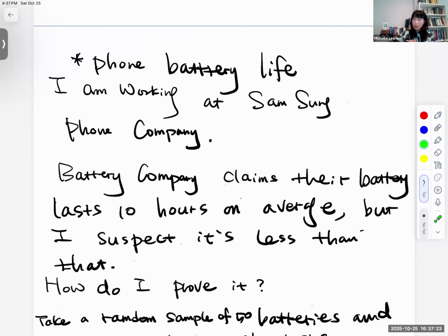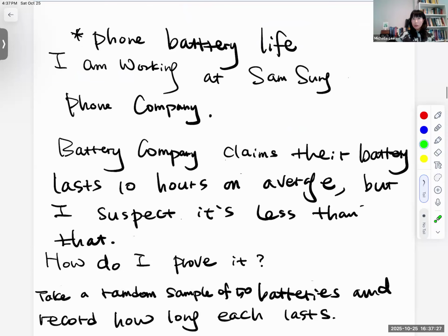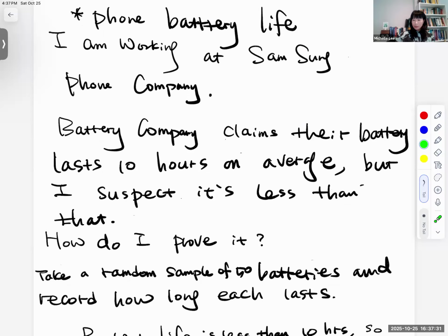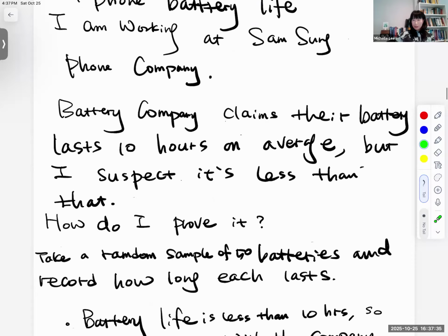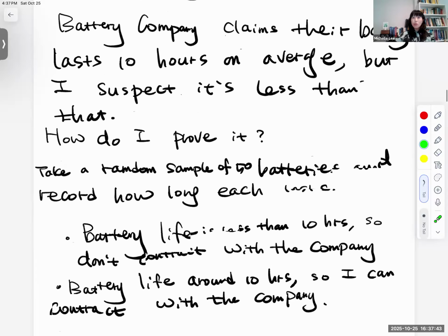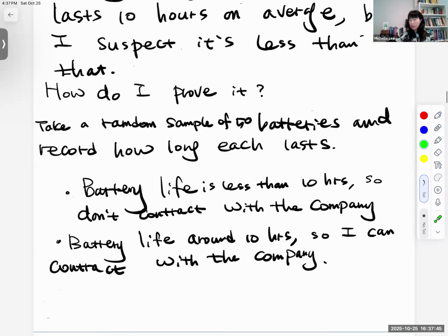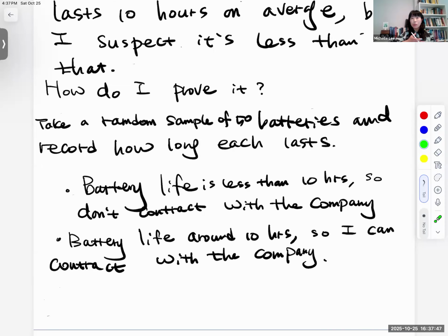So phone battery life. I am working at a Samsung phone company. The battery company claims their battery lasts 10 hours on average, but I suspect it's less than that. Then how do I prove it, right? So take a random sample of 50. I make just a small batch, I cannot use a lot, right?